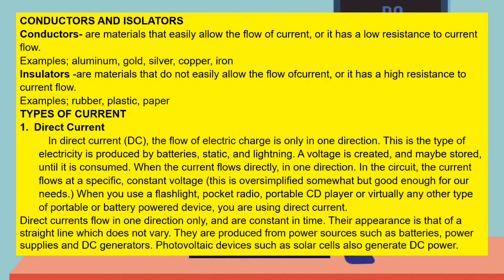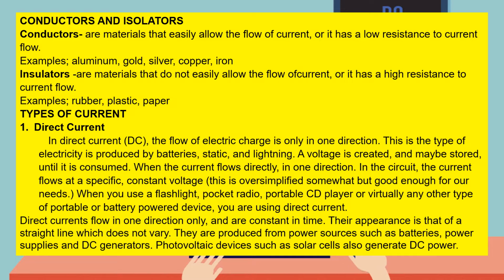Types of current. Number 1. Direct current. In direct current or DC, the flow of electric charge is only in one direction. This type of electricity is produced by batteries, static, and lightning. A voltage is created and may be stored until it is consumed. The current flows directly in one direction, and the current flows at a specific constant voltage.